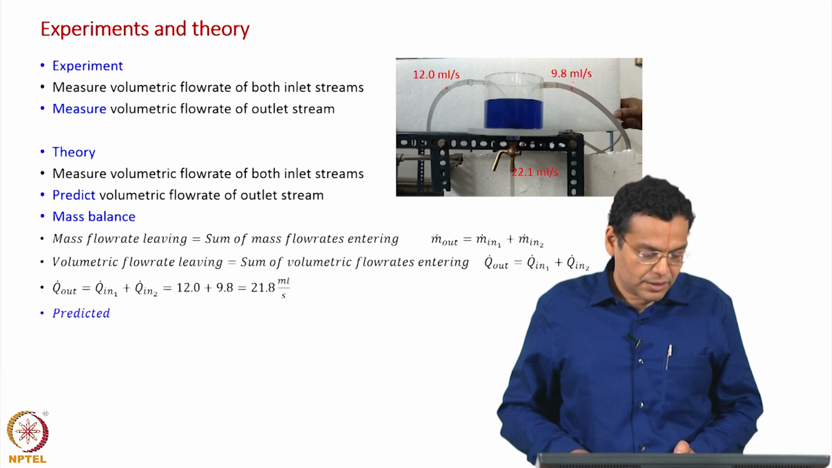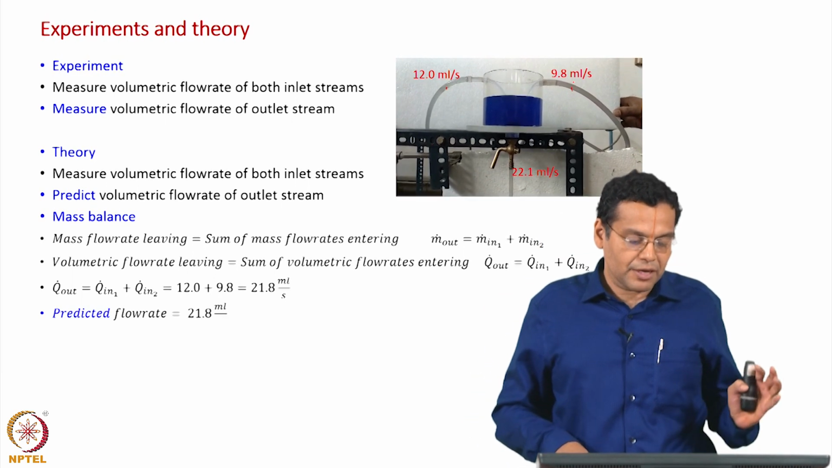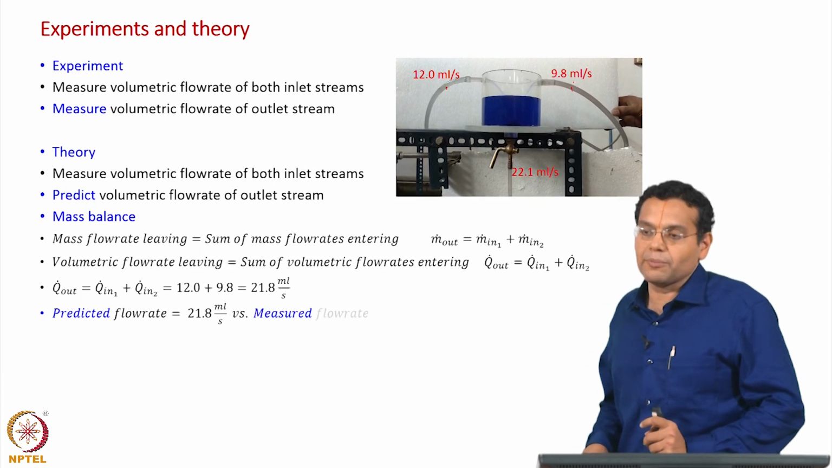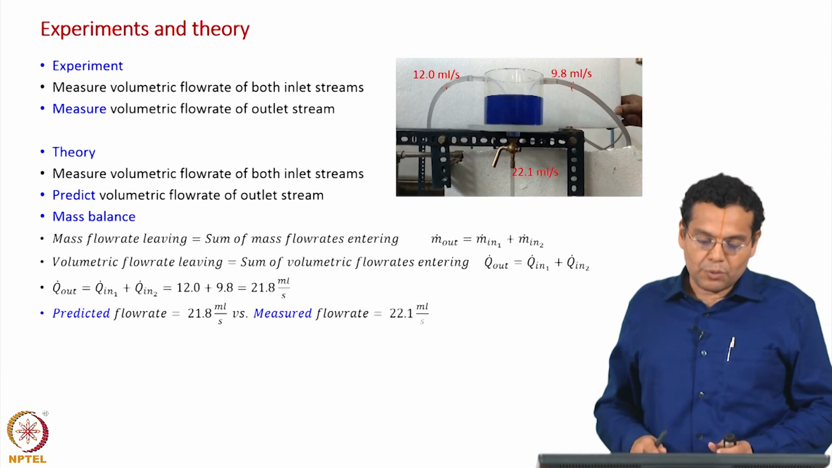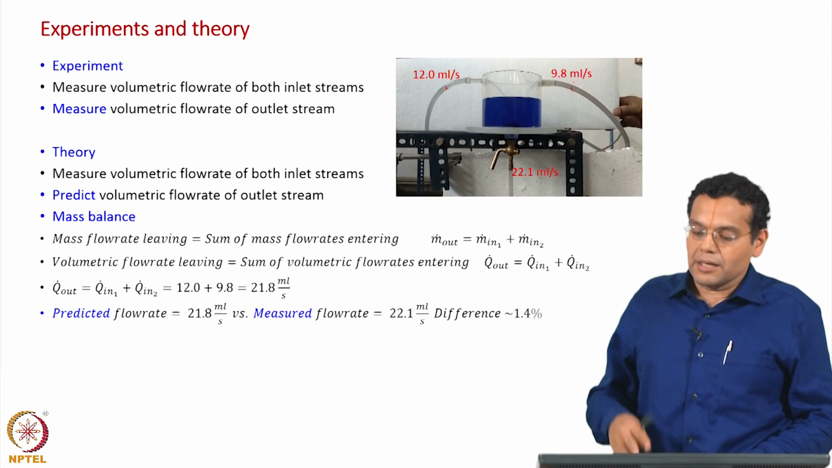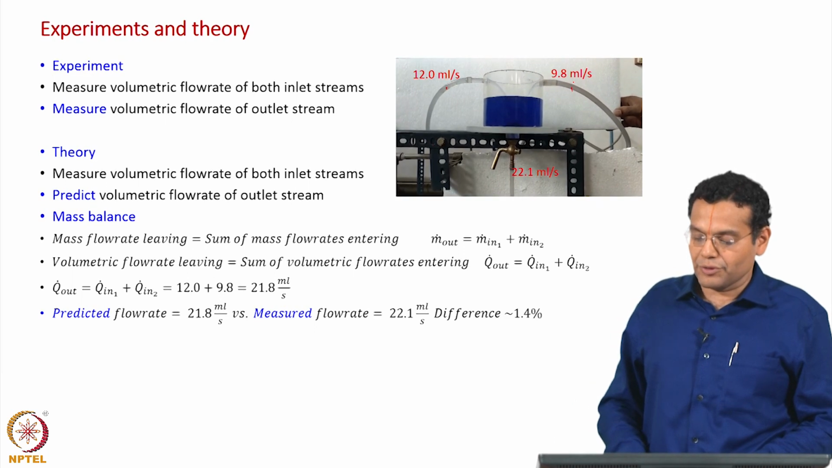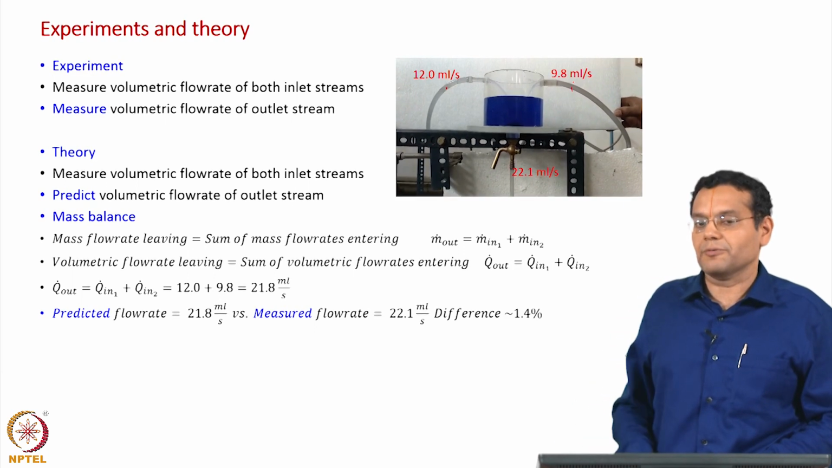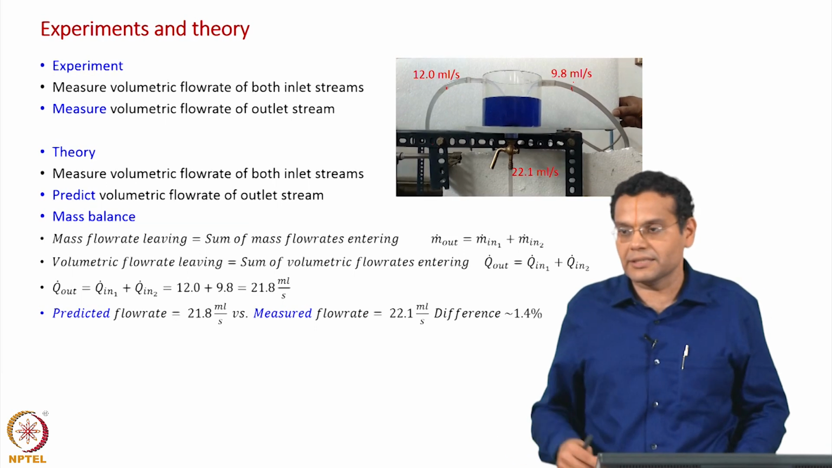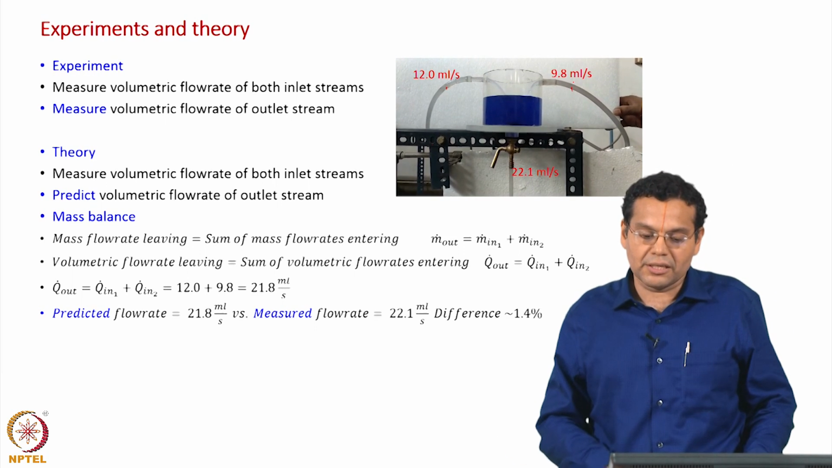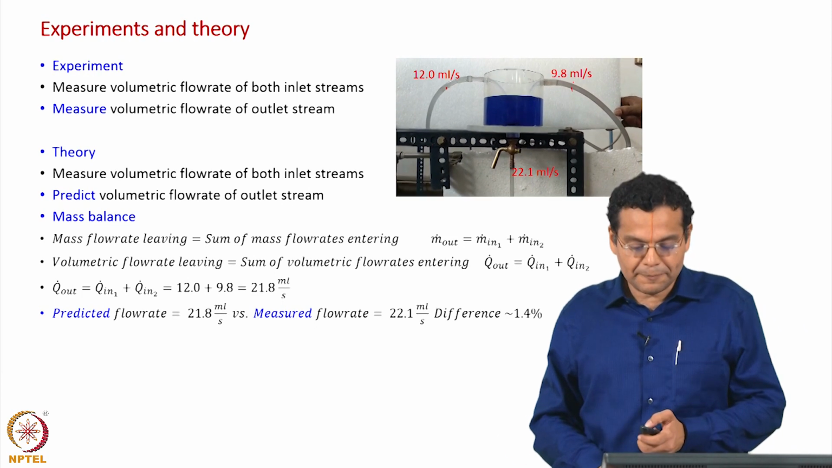So, to summarize what we have done, we have predicted a flow rate of 21.8 milliliters per second, which compares with the measured flow rate of 22.1. It is a small difference of about 1.4%, which can be attributed to several reasons: measurement error, variation in flow rate and so on.